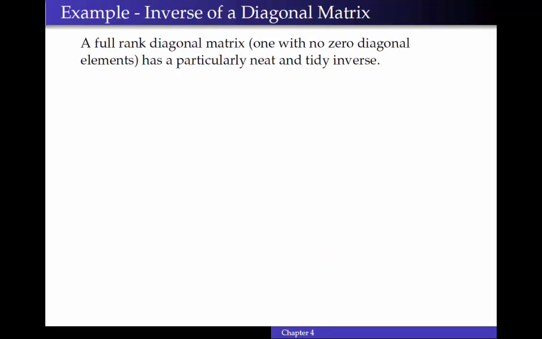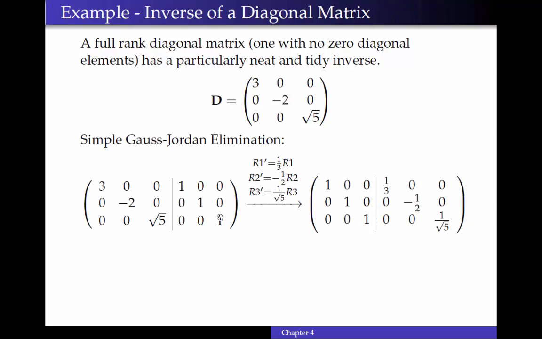Now let's look at the inverse of a diagonal matrix. A full rank diagonal matrix is one that has no zero diagonal elements, and it has a particularly neat and tidy inverse, and one that we'll use quite frequently in this course. So let's look at an example. Here's a diagonal matrix. So again, what we're going to do is set up the augmented matrix with the matrix D on the left and the identity matrix on the right.